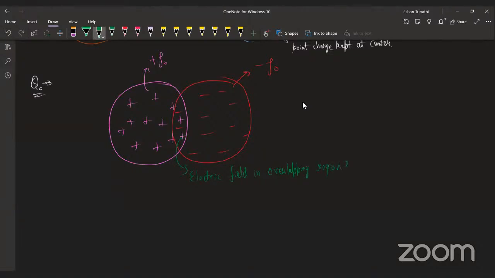What's the nature of it? Is it a uniform electric field, a zero electric field? What exactly is the case? Let me give you three options: zero, uniform, non-uniform.